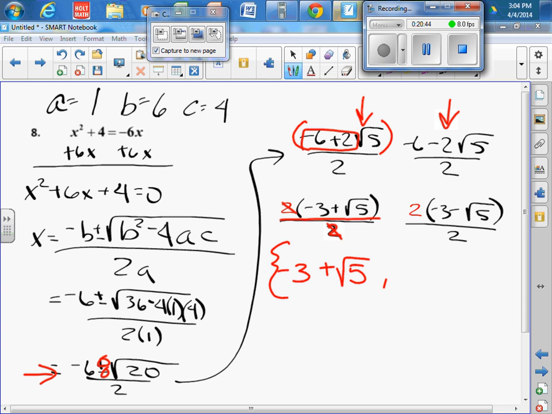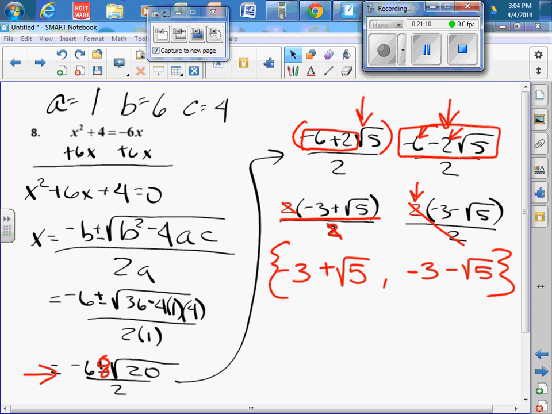Your other one, again, same thing here. You have a 2 that's in common here. Factor out the 2, and you get negative 3 minus radical 5. These 2's cancel, and you get negative 3 minus the radical 5. Those are your 2 answers in simplified radical form. Taking a look at those, if you were to plug those into your calculator and simplify those, round them off to the nearest tenth, you get negative 0.8 and negative 5.2.